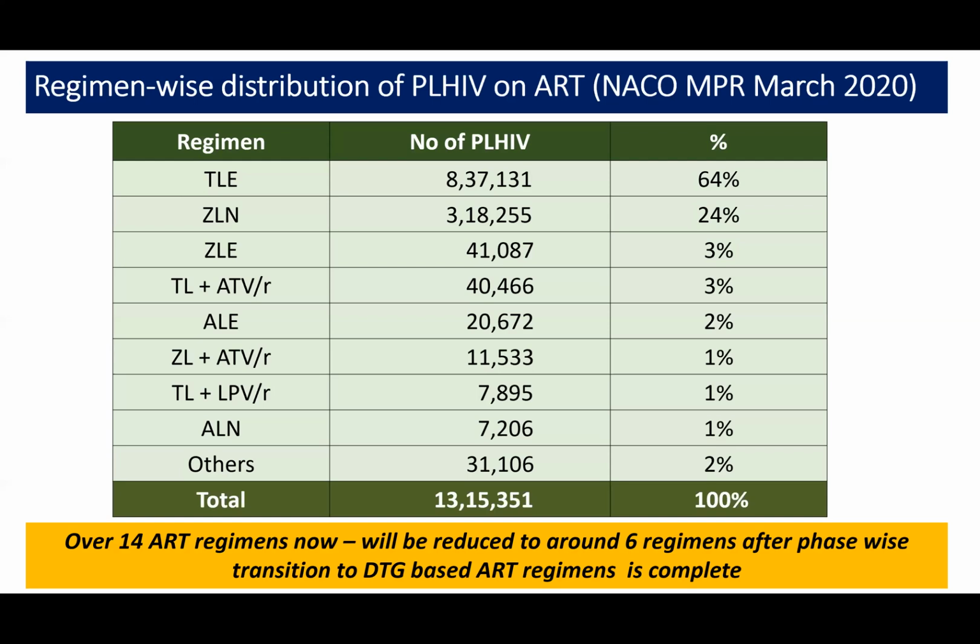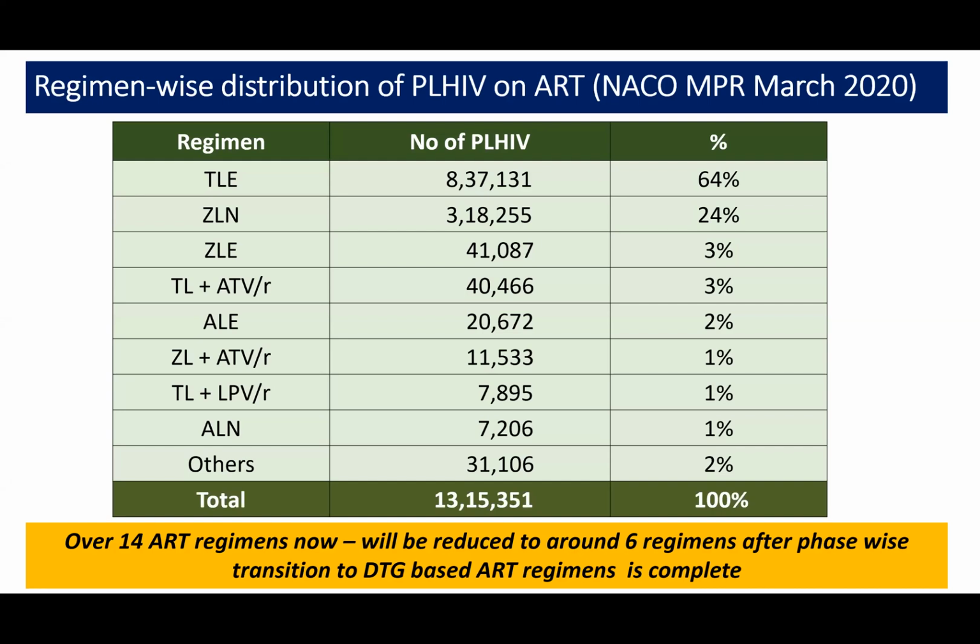And if you look at the total number of regimens our patients are on, there are at least 14 different types of regimen we deal with at the ART center in terms of stock maintenance, and also monitoring of those patients who are on various kinds of regimens. Everyone understands how difficult it is for the ART center staff. And after complete transition from the existing regimens to DTG based regimens, you will have to deal with only 6 or maybe 7 types of regimen, from 14 to just 6 regimens.